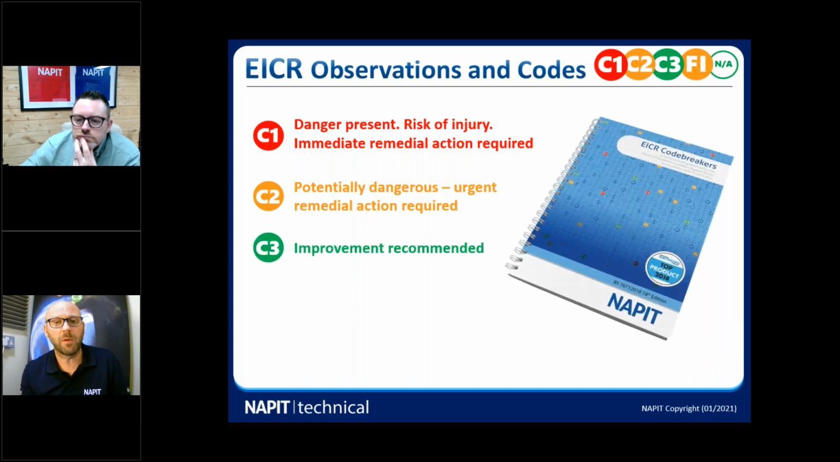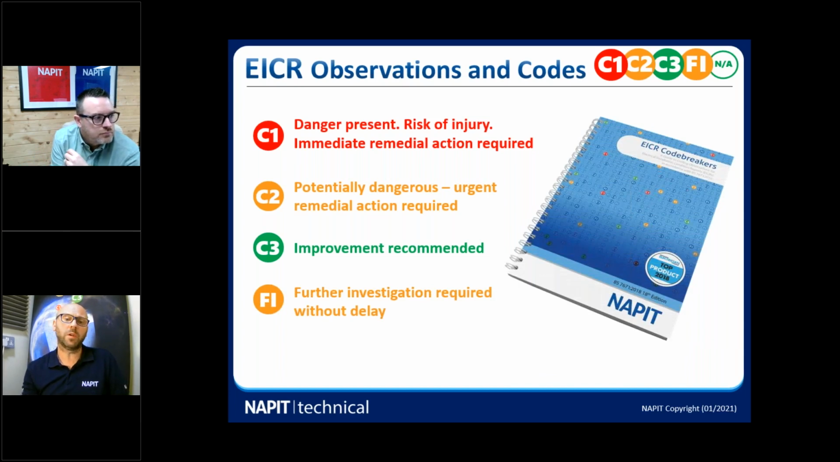C3 is improvement recommended. Now you'll notice this one's gone into green, and that's because if you only have a report with C3s on them, it's a satisfactory report. And a C3 is where the inspector feels that there could be an overall improvement made that will enhance the safety of the property, but it's not unsafe for continued use.